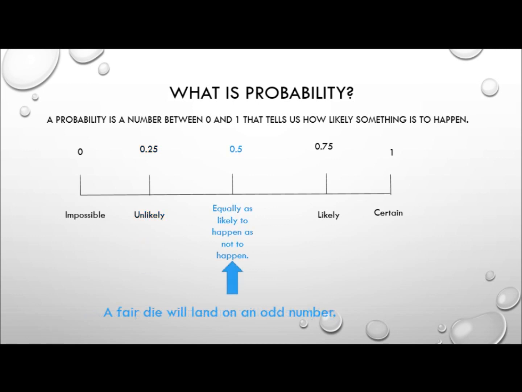A probability of 0.5 just means it's equally as likely to happen as not happen. For example, you toss a coin and it falls on heads, or you toss a coin and it falls on tails. You've got as much chance of it falling on heads as you have of it falling on tails. Or a fair die will land on an odd number.